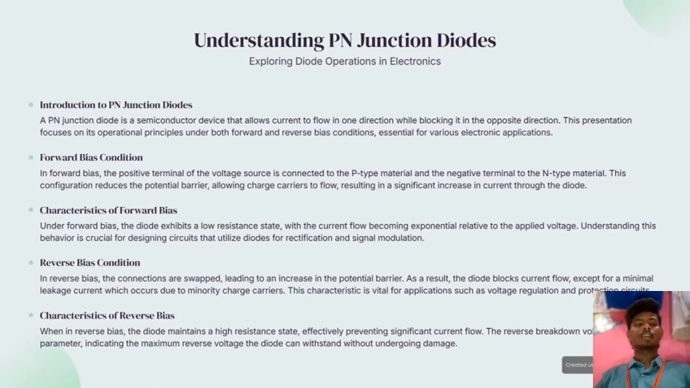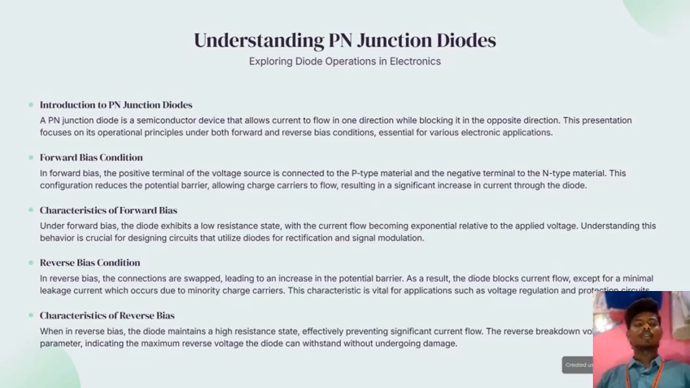Forward bias conduction. In forward bias conduction, the positive terminal of the voltage source is connected to the P-type and the negative terminal to the N-type material. This configuration reduces the potential barrier, allowing charge carriers to flow, resulting in a significant increase in current through the diode.